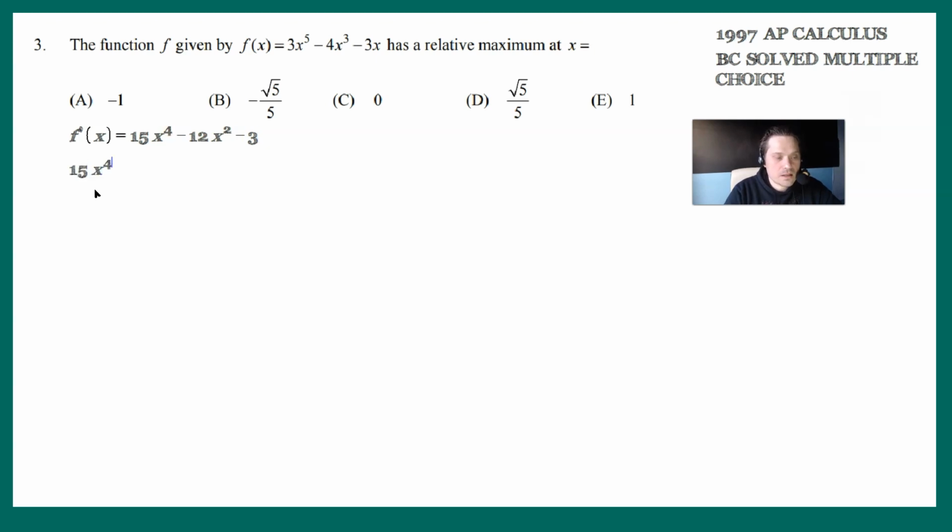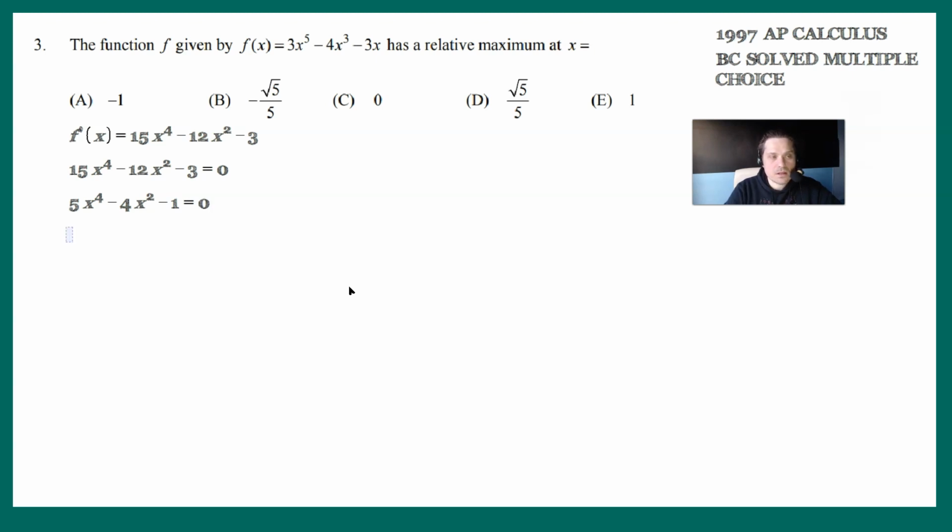Take this derivative here, 15x to the fourth minus 12x squared minus 3, set that equal to 0. Notice that you can divide a 3 from each term. So 15 divided by 3 is 5x to the fourth. Negative 12 divided by 3 will give you here a negative 4x squared. 3 divided by 3 is 1, so negative 1 is equal to 0.